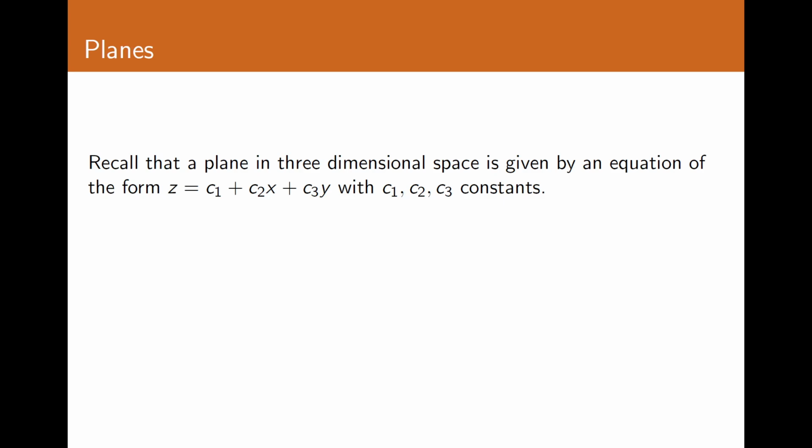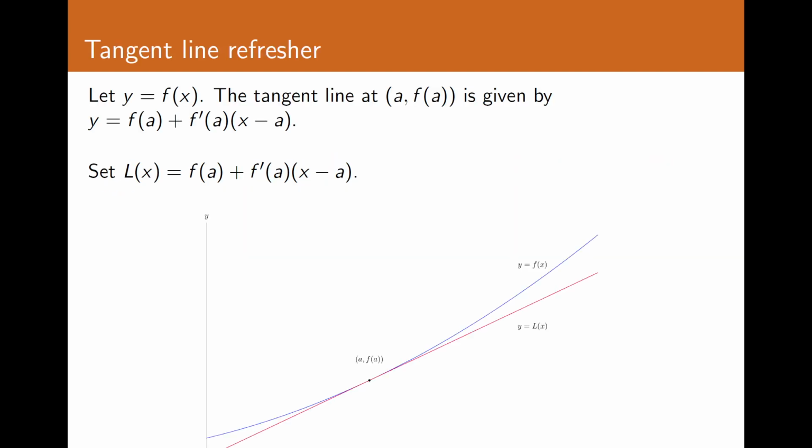The first thing we need to talk about is what planes in 3-space look like. Recall from before, we saw a plane as an equation of the form z equals c1 plus c2 x plus c3 y, for c1, c2, and c3 some constant numbers. When we were looking at tangent lines above, we didn't want just y equals mx plus b. We wanted to focus on this x minus a because we were interested in the a component.